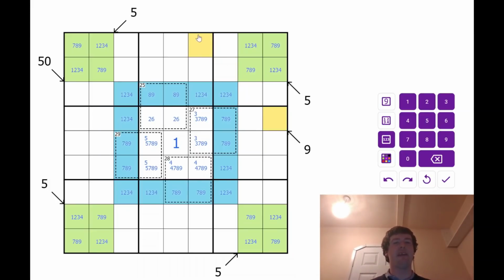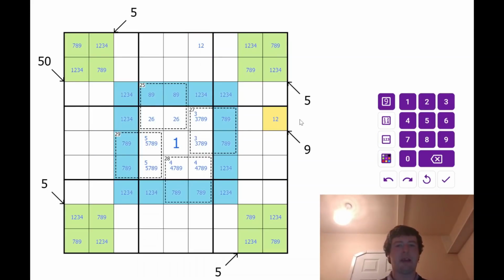So one of these squares is at least a 5, and the other one is obviously at least a 1. 1's the smallest number. And so between them, these two cells add up to at least 6, which only leaves at most 3 in these two cells. So that means each of these two cells is either a 1 or a 2. And actually, this square can't be a 2 because of the 2, 6 pair we marked earlier, so this square is a 1.